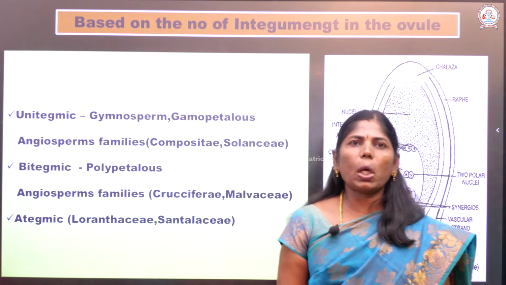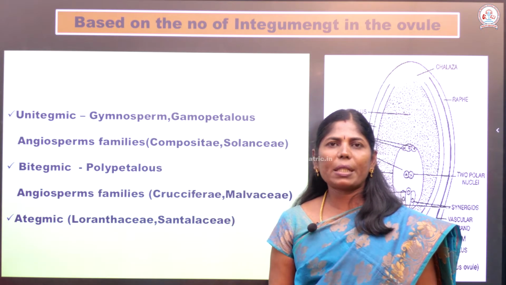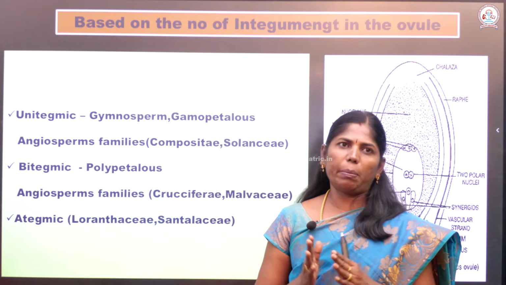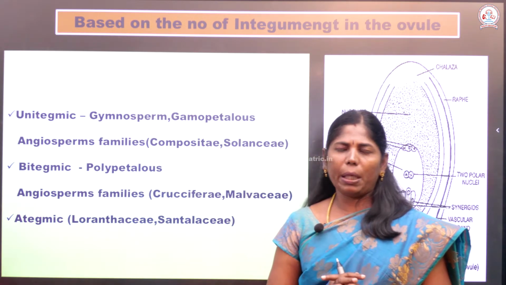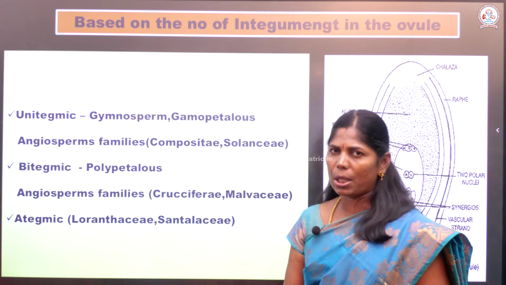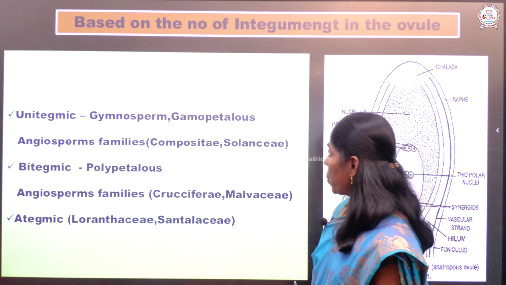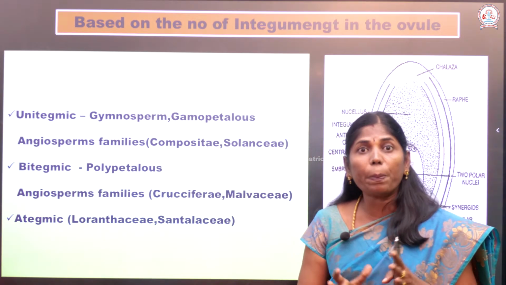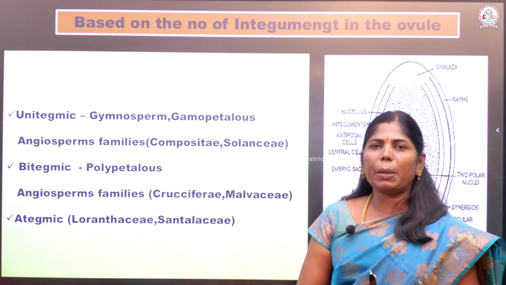Next, based on the number of integuments in the ovule, it is classified into unitegmic, bitegmic and ategmic. What is unitegmic? The ovule with a single integument is known as the unitegmic condition. This condition we can see in gymnosperms and gamopetalous angiosperms.